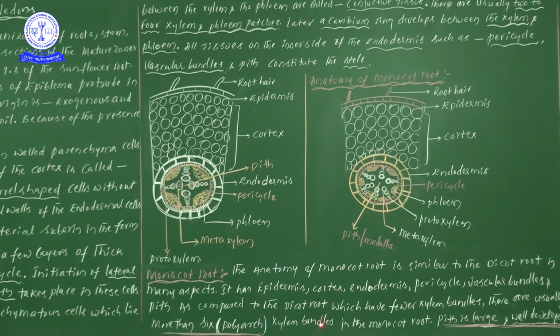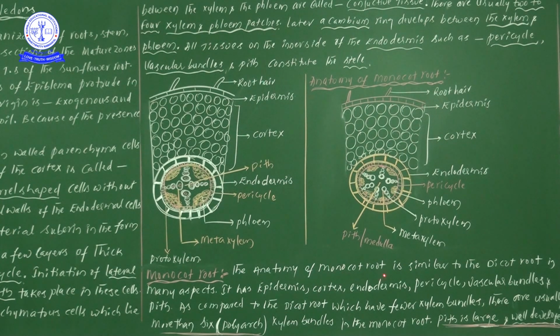So here we observe the polyarch condition in the monocot root. Next, the pith is very large here, but in the dicot root the pith is very small. That is why in the monocot root the pith is large and well developed. So the pith is large and well developed only in the case of the monocot root.